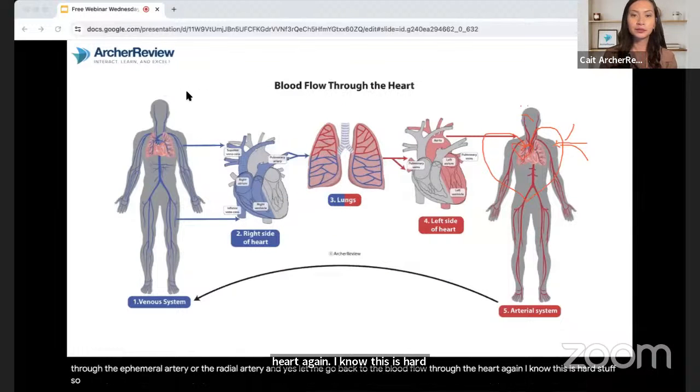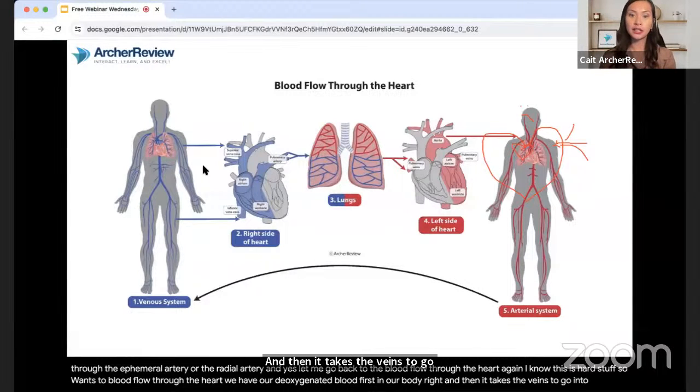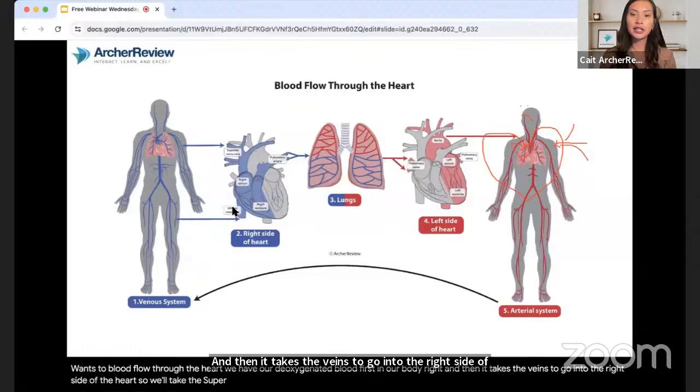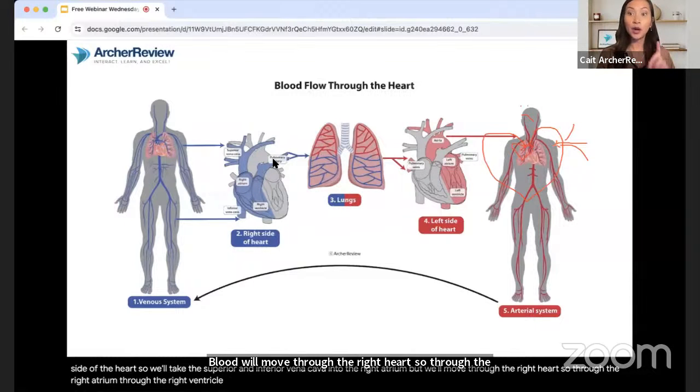So when it comes to blood flow through the heart, we have our deoxygenated blood first in our body, right? And then it takes the veins to go into the right side of the heart. So we'll take the superior and inferior vena cava into the right atrium. Blood will move through the right heart, so through the right atrium, through the right ventricle, into the pulmonary artery to get to the lungs.